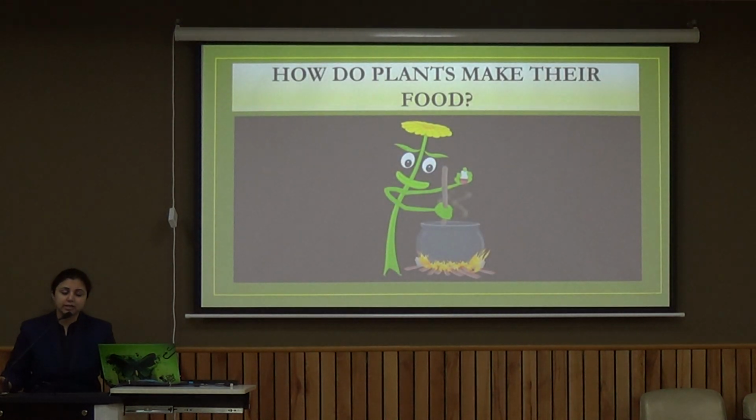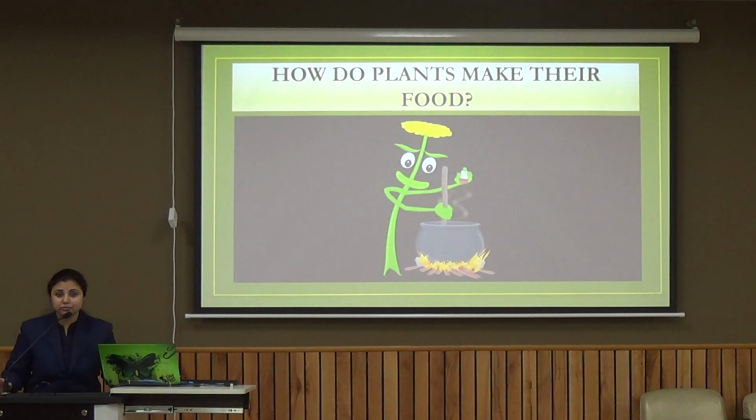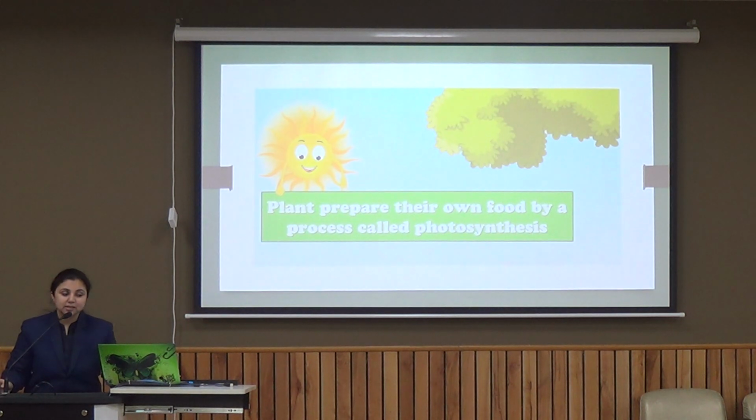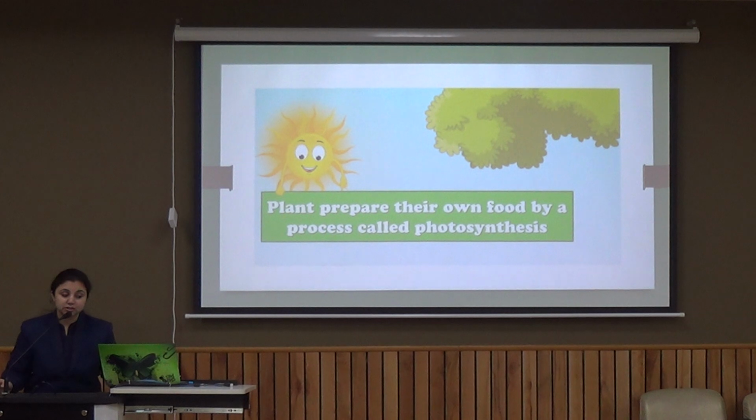How do plants make their food? They do not make food like us. That's a big question. Cooking on fire, stirring, these are not done by the plants. Now let us understand how plants make their food. Plants prepare their own food by a process called photosynthesis. Photo means light and synthesis means the glucose or the starch prepared as food, which is necessary for its growth.